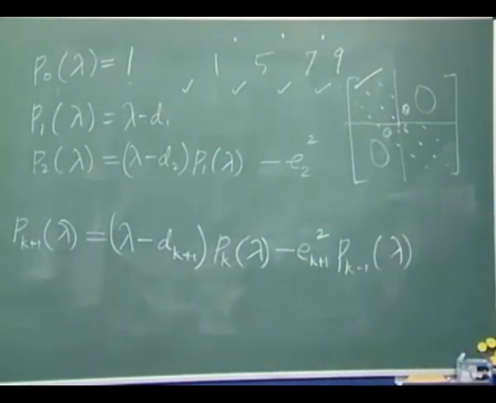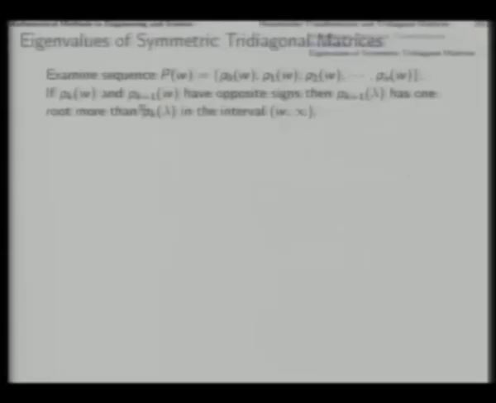So, pk and pk plus 1, two succeeding ones, two continuous ones in this sequence having opposite signs will mean that the higher one has one root more than the lower one above w. Okay.